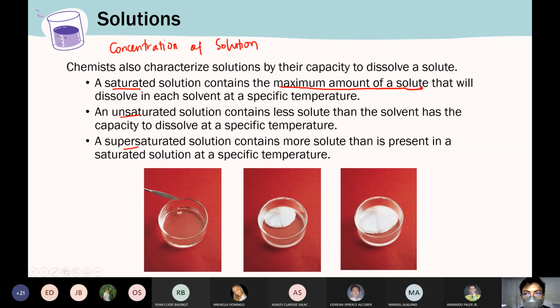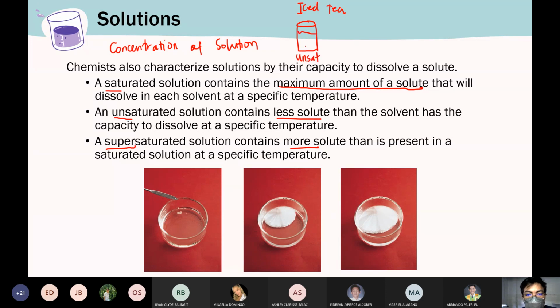It means the maximum theoretical amount of solute that your solvent can dissolve is present in your solution. If unsaturated, it's less. And if supersaturated, it's more than what is expected. That's just the definition, but I'll give an example so it will be clearer. Let's use iced tea as an example for these three. Initially, if you put one spoon of iced tea powder in your solution, it will be unsaturated.